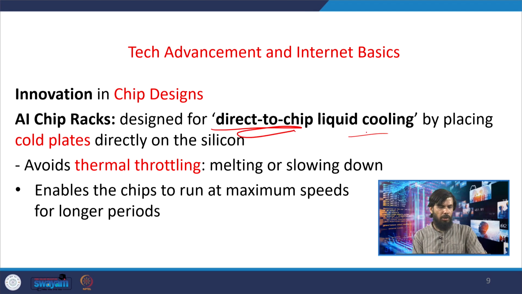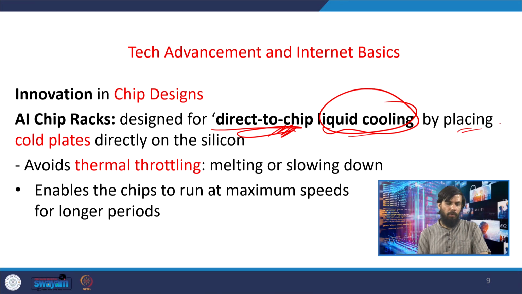So there is change in the racks also for AI chips. Here, because there is so much processing that will happen and so much heat, there needs to be a mechanism to manage that. So these AI chip racks are designed for direct-to-chip liquid cooling. And how does it happen? By placing cold plates directly on the silicon.